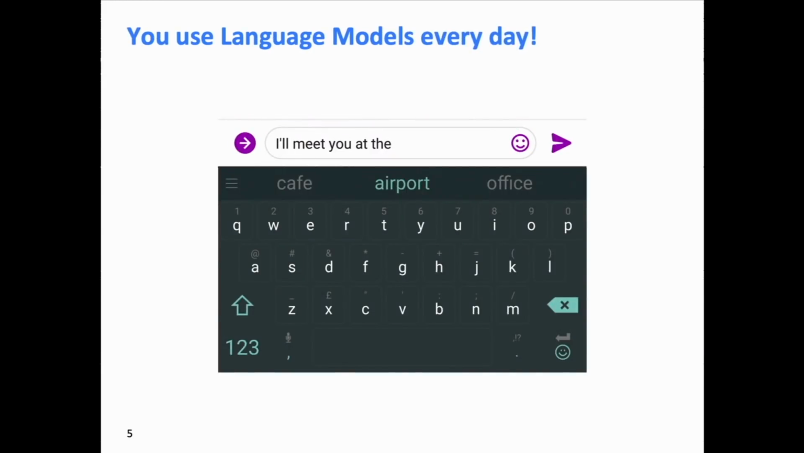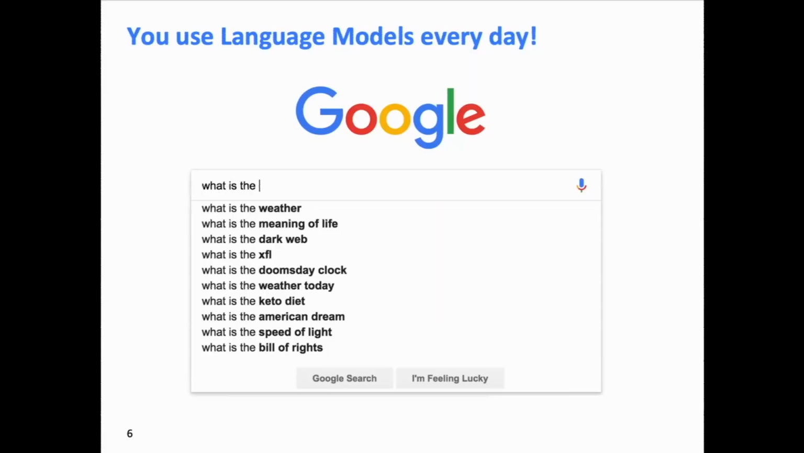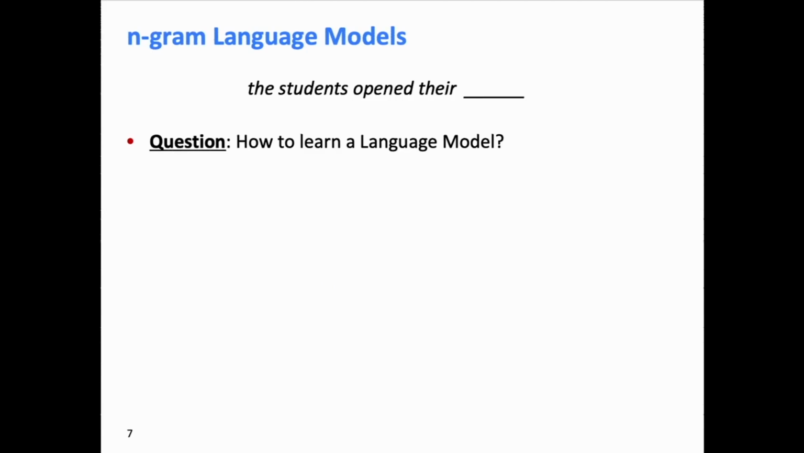In fact, you use language models every day. For example, when you're texting on your phone and you're writing a message, then most likely if you have a smartphone, it will be predicting what word you might be about to say. So if you say, "I'll meet you at the," your phone might suggest perhaps you mean airport or cafe or office, for example. Another situation in which you use language models every day is when you search for something on the internet, for example, Google, and you start typing your query, then Google tries to complete your query for you. And that's language modeling. It's predicting what word or words might come next. So that's what a language model is.